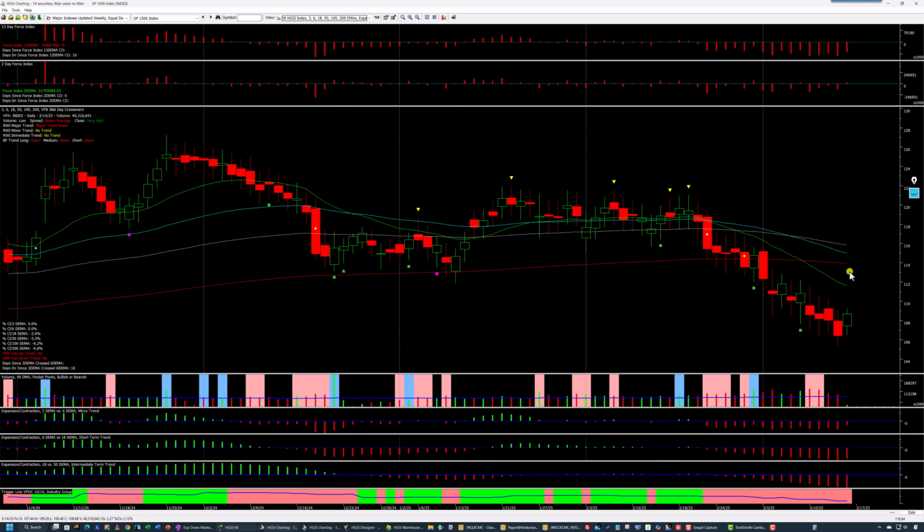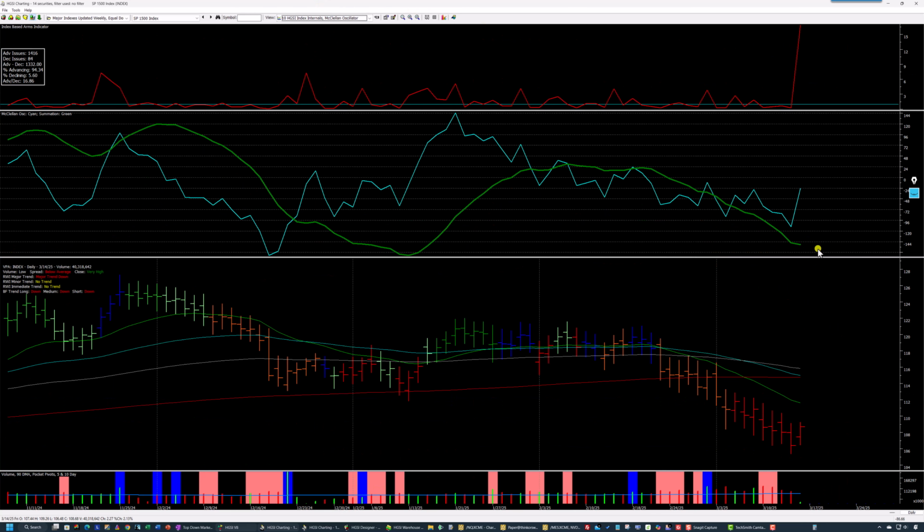Now here the force index turned positive. Let's look at the McClellan. You can see that the AD line is shooting up. And look at this volume right here. It's massive. 16.86 to 1.